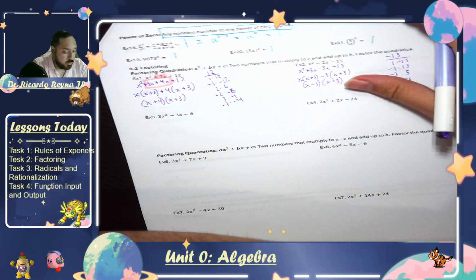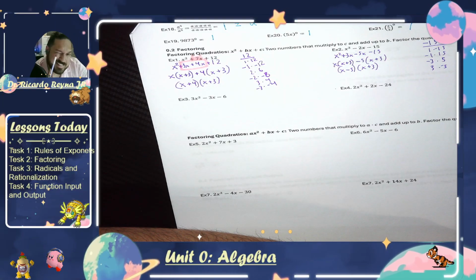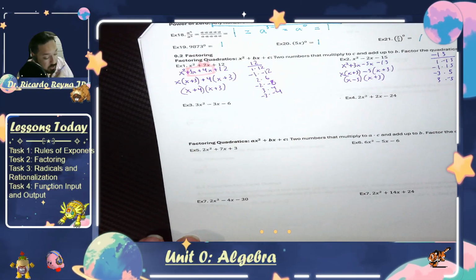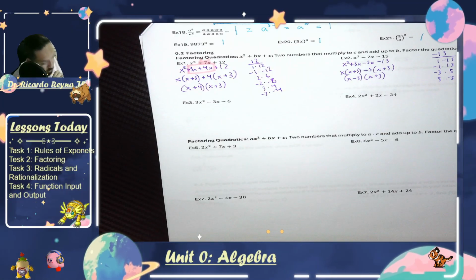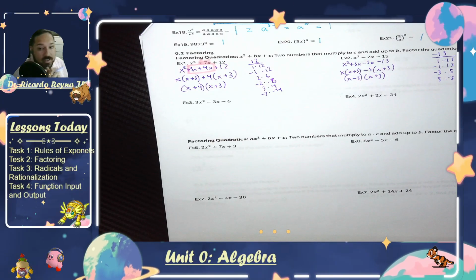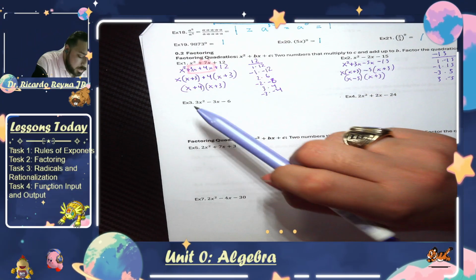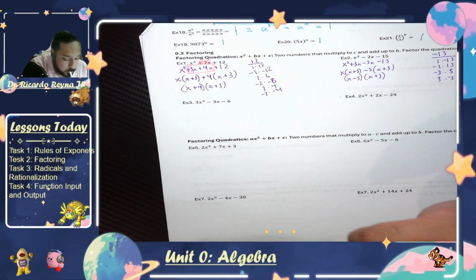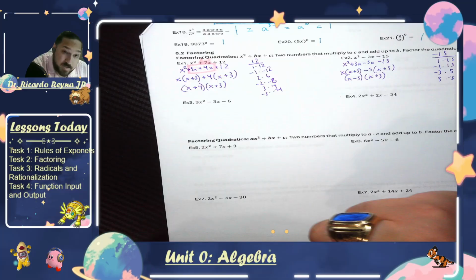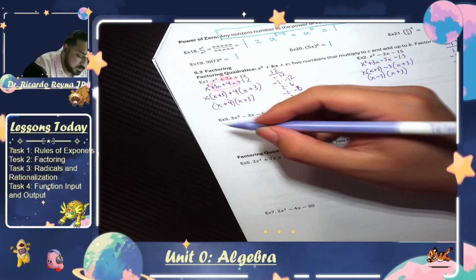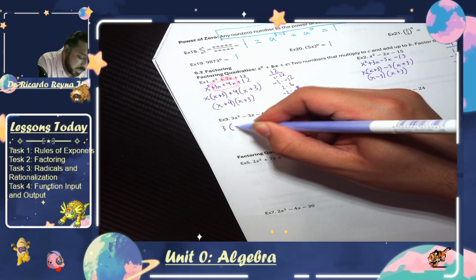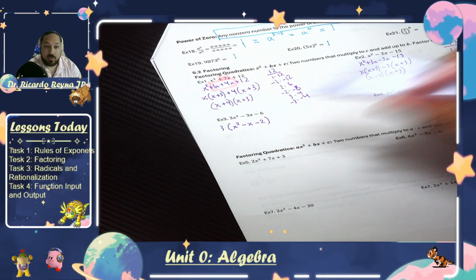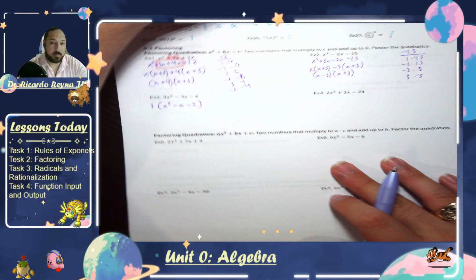Okay, good so far. Now, let's slightly increase the difficulty. Slightly. So example 3 reads 3x squared minus 3x minus 6. Now, the caveat here is that this is not x squared by itself. There's a 3 in front of it. But if you notice, all these three terms do have a factor of 3. So we can rewrite this as 3 times x squared minus x minus 2, and then treat this as the thing that we have to factor.